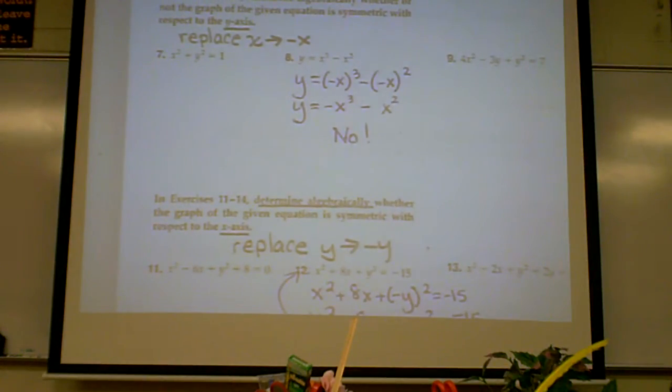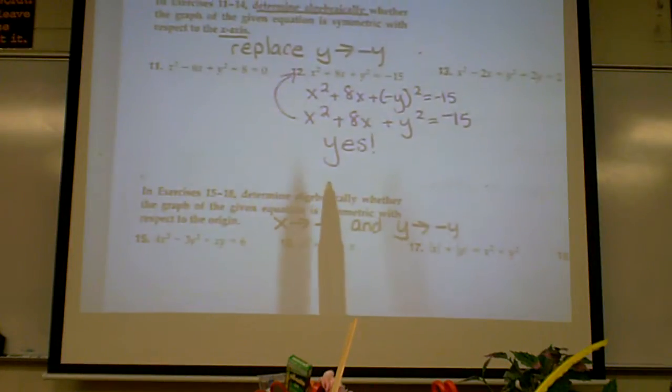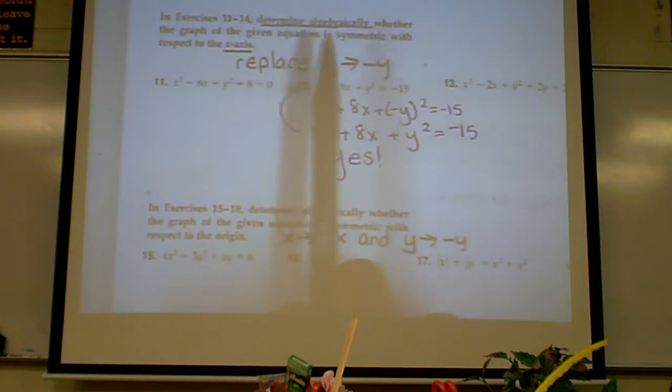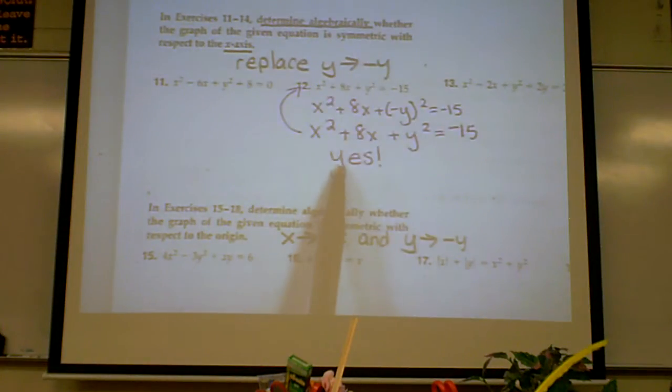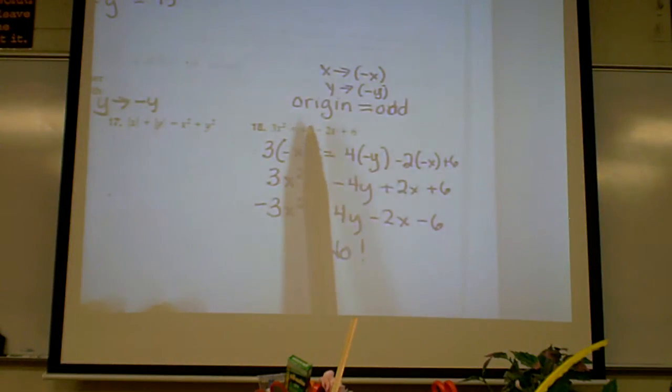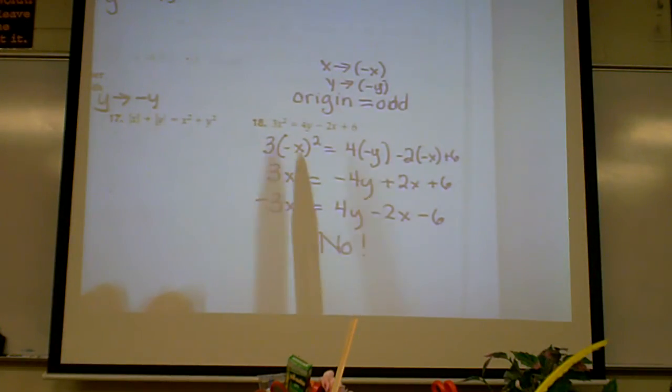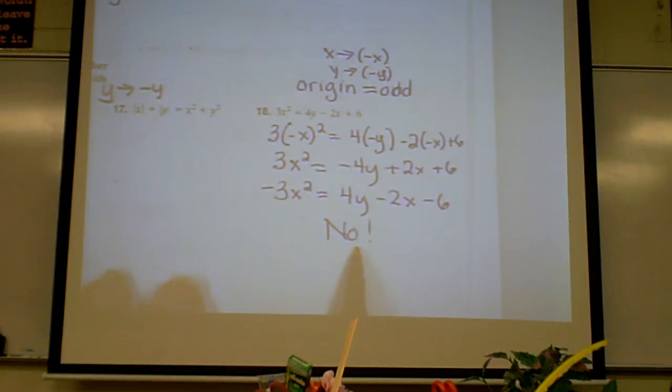How do you know algebraically if it has symmetry to the x-axis? You replace y with negative y. If you can get it back to its original, then yes. Simplify it. For the origin, you replace both x and y with the opposites. Again, if you can get it back to its original problem, then you say yes, but this one did not work.